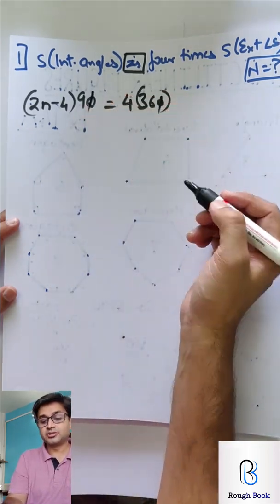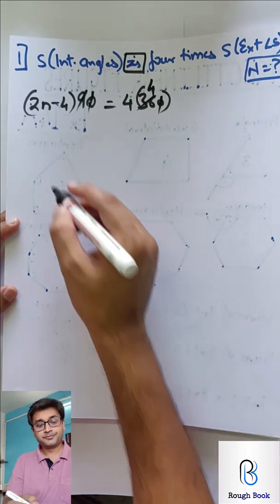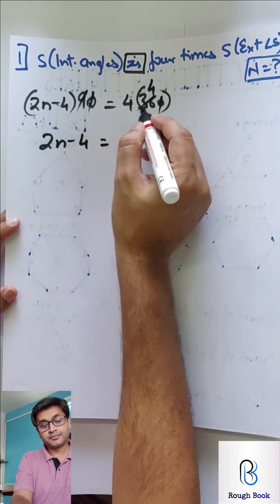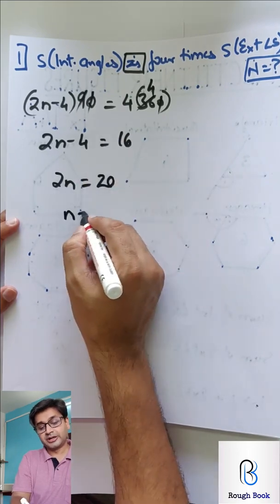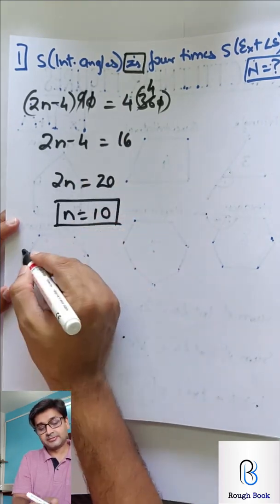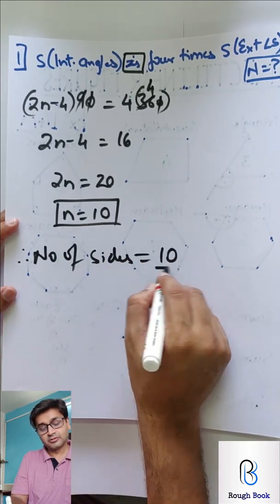So I can cancel this over here. 9 ones are 9, 9 fours are 36. So life becomes easier. So 2n minus 4, 4 fours are 16. So 2n, 4 goes on the other side, 20. So the value of n is 10. Therefore the number of sides is equal to 10.